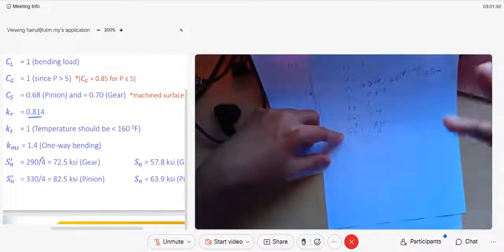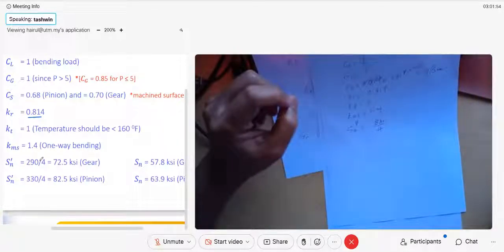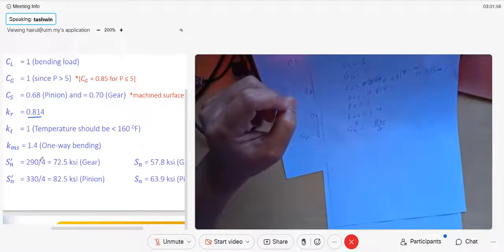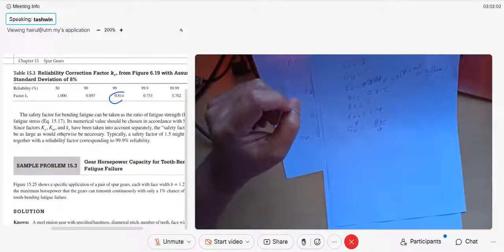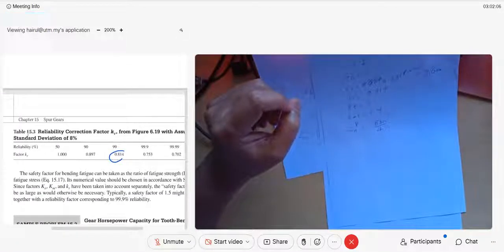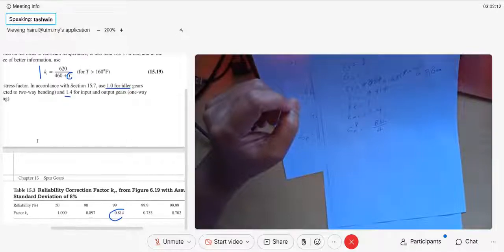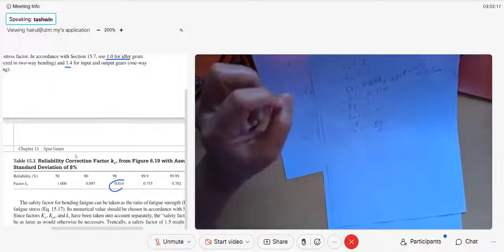But if it is given, yes. And for KR, figure 14.13 and table 15.3, are they the same? This is how you get your KR, from table 15.3. Table 14 is in chapter 14, and this is table 15, chapter 15.